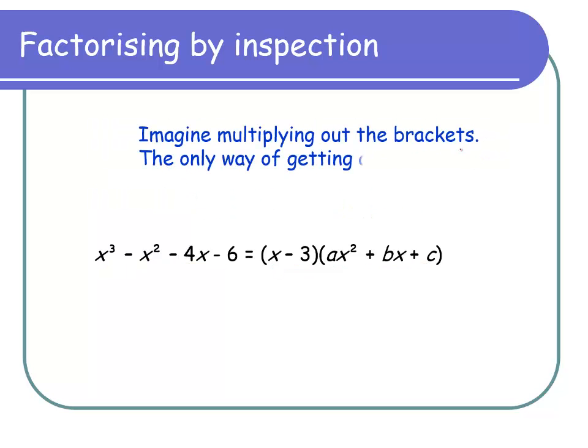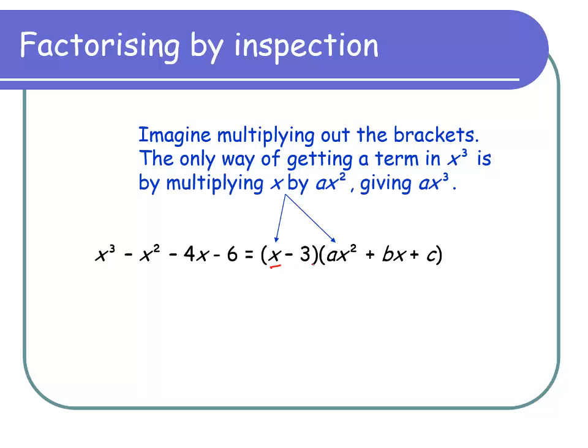So imagine multiplying out the brackets, where we have x and ax squared. When we multiply them out, we'll always end up with the cubic term here. x multiplied by ax squared has to equal this cubic term, and because x has a coefficient of 1 and our answer has a coefficient of 1, then 1 times what number gives 1? Well, 1 times 1 gives 1. So a must equal 1.